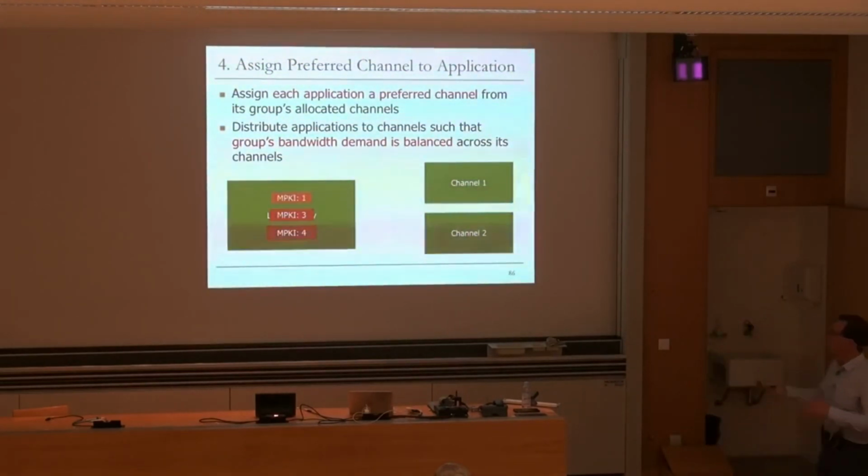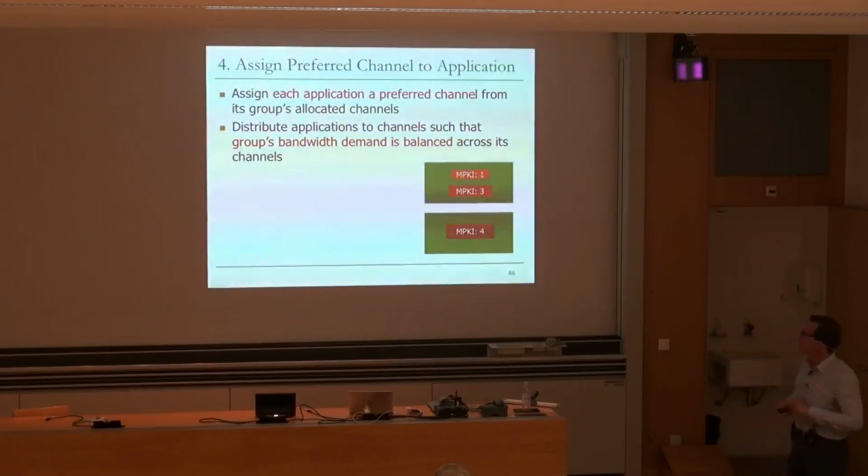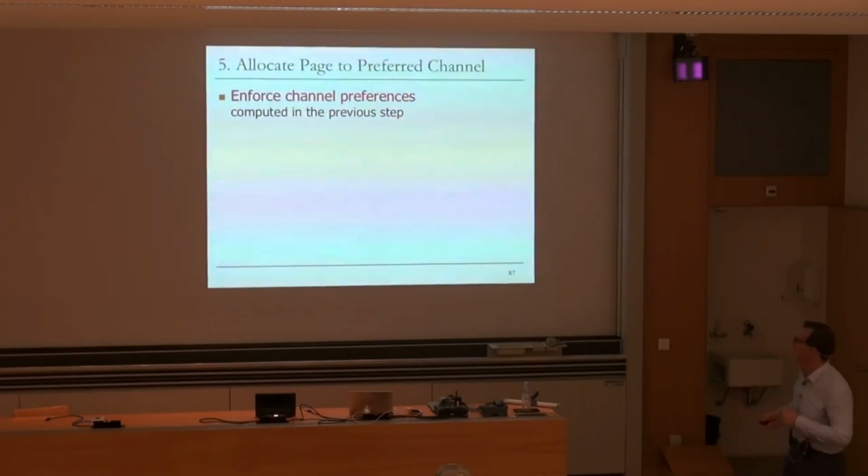For example, low intensity, I actually have an animation over there. Basically, the low intensity group has 3 different applications with 3 MPKIs, misses per kilo instruction. That's an indicator of the bandwidth demand. And a clustering mechanism would do this. Now, bandwidth demand over here is 4, and bandwidth demand over here is also 4. That's the idea, and you do this for the other groups also. So it's simple.